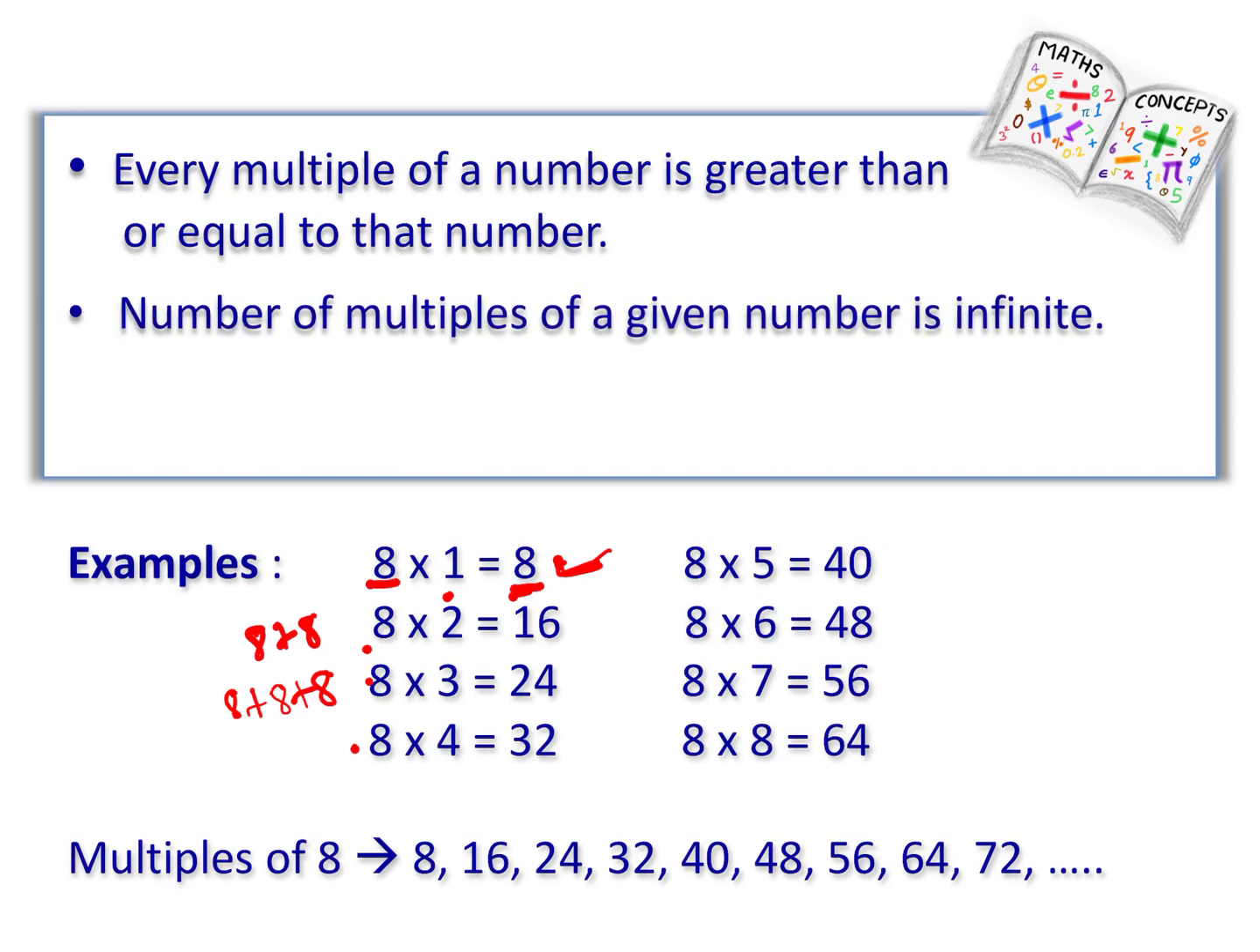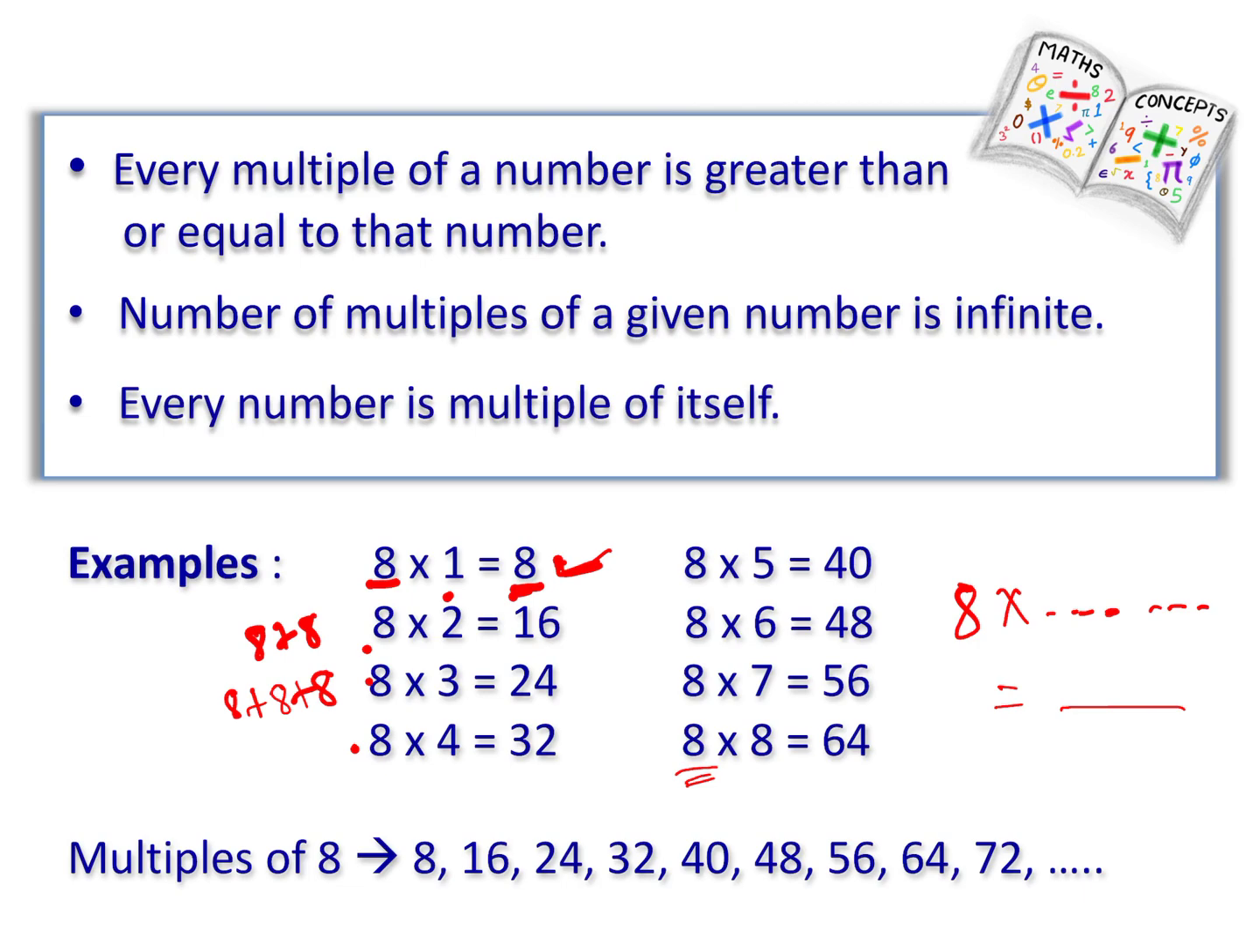The number of multiples of a given number is infinite. Why? Because I can multiply 8 by any other number, absolutely any other number, and I will get a multiple of 8. So I can multiply 8 by say some 50 digit number or say 100 digit number, and I'll get a multiple of 8.